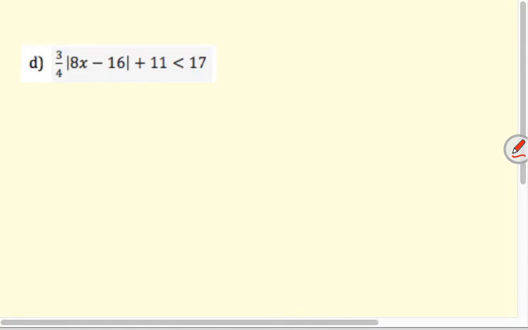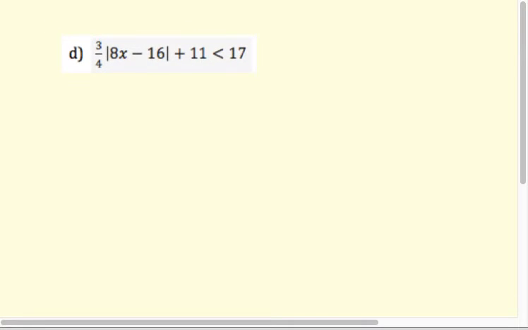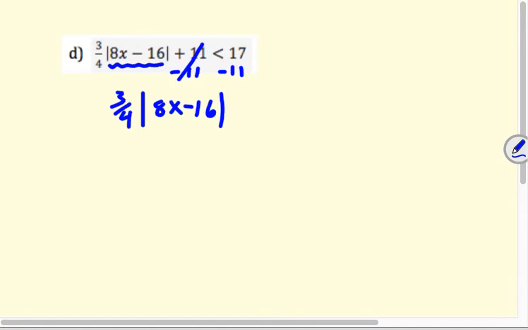Okay, we got some fractions in here. That's good. This is D. Remember, we're going to get this absolute value of 8x minus 16 by itself first before we can split it up into the two compound inequalities. So we're going to subtract 11, 3/4, 8x minus 16. These cancel out. It's less than 6. Okay, with this fraction, you can multiply both sides by the reciprocal of 3/4, or by 4/3, and it would work.